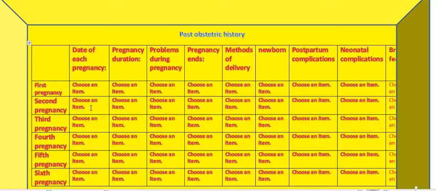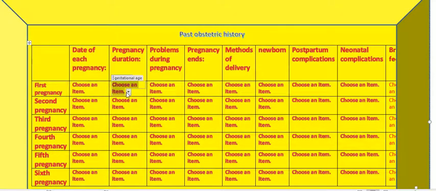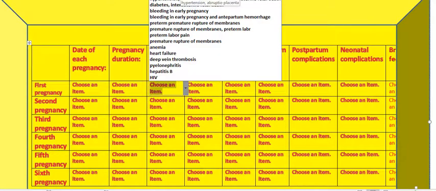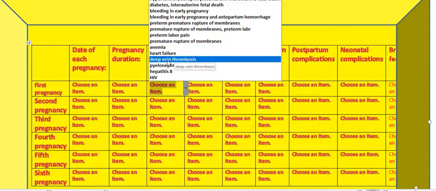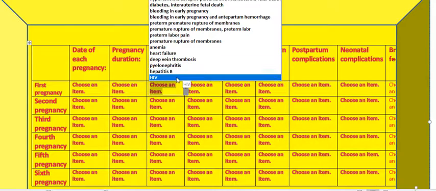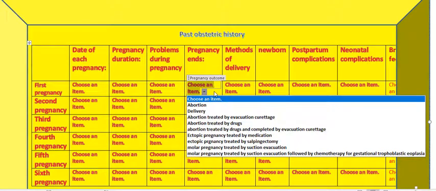We will ask about the history of previous pregnancy. If the patient has previous pregnancy, when she had this pregnancy, and the duration of the pregnancy in weeks, and any problem occurring during pregnancy: hypertension, hyperemesis gravidarum, diabetes, bleeding in early pregnancy, or premature rupture of membrane, or preterm labor, or anemia, or heart disease, or deep venous thrombosis, or HIV, or hepatitis. And the pregnancy ends in abortion, or ectopic pregnancy, or delivery.